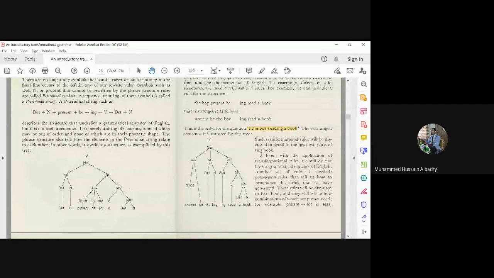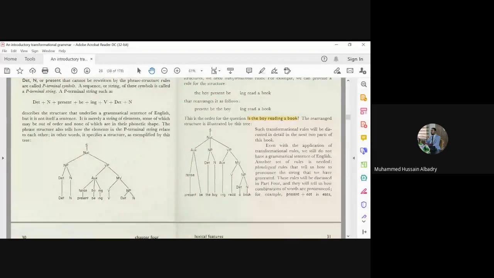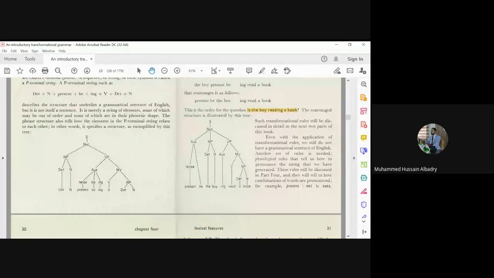We have this question. How can we make a tree diagram for this? We what? We rearrange the structure. We have this: Is the boy reading a book? When we want to make a tree diagram, we have sentence. We have nuke. Sentence in nuke. Okay. So here you see auxiliary at the beginning because it is a question.